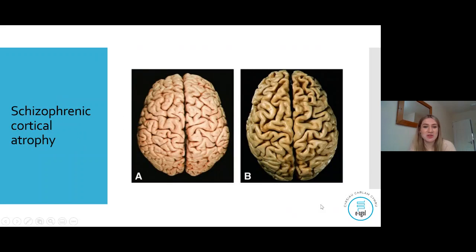Okay, this is another picture of the brain where cortical atrophy is evident. So the A side of the brain, there isn't that much sort of gapping in the sulci. However, in B there is. So you can see that from a real life example. That one would be all over the cerebral cortex, wouldn't it? Okay, so it's not focused in a particular area, it's all over.